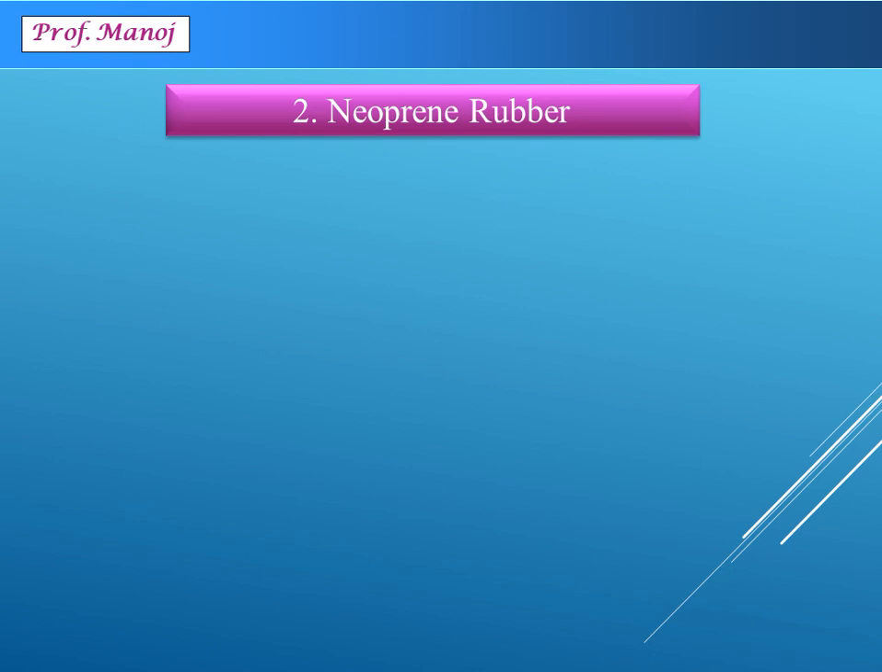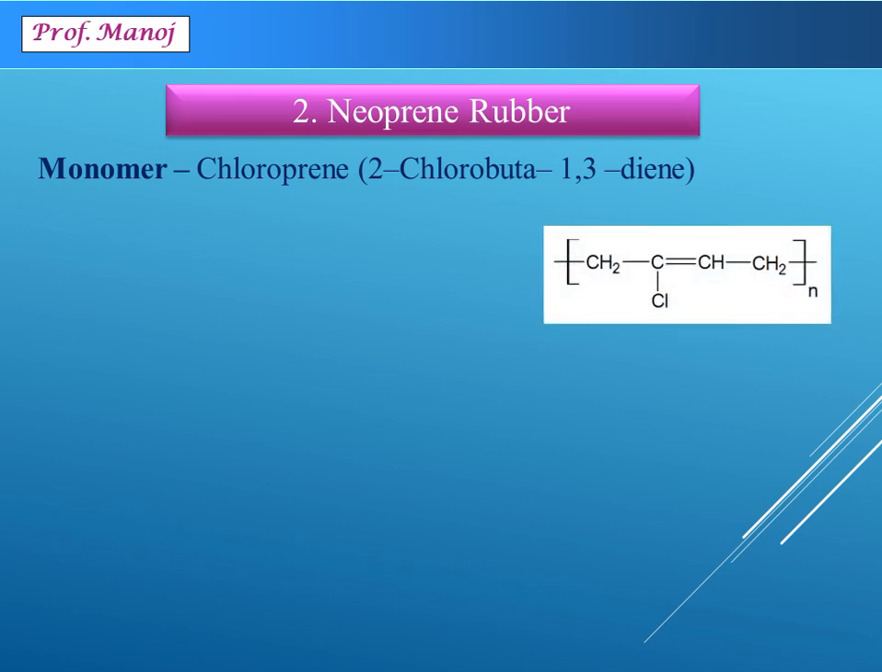We now come across synthetic rubbers. The first is neoprene rubber. Neoprene rubber is obtained from chloroprene. The IUPAC name is 2-chloro-buta-1,3-diene, and you can see a simple structure of chloroprene.